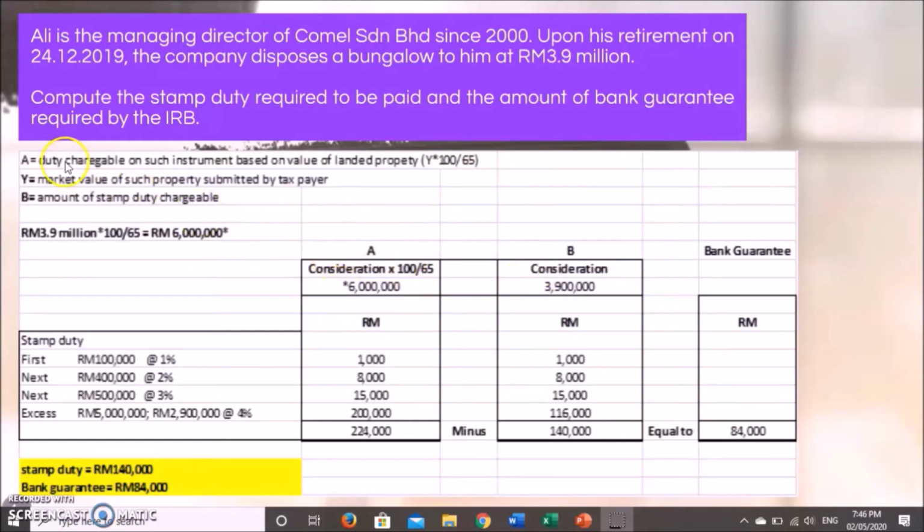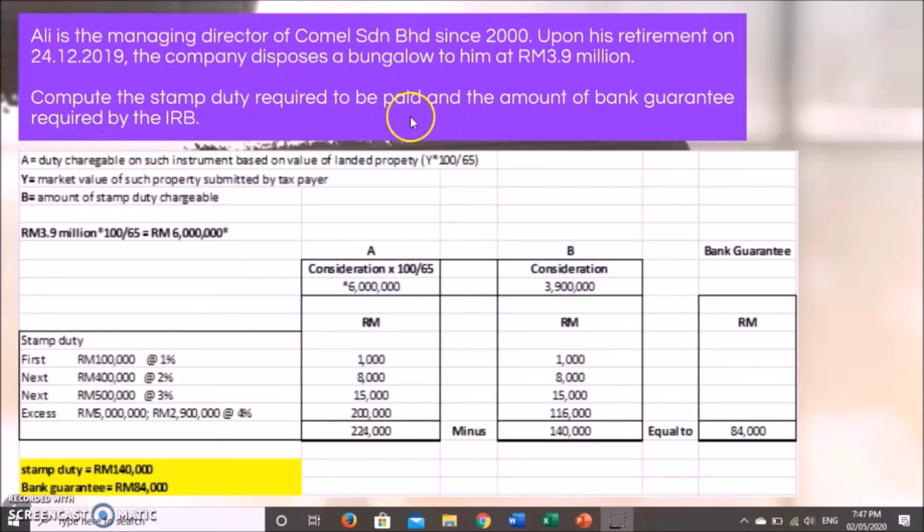A is the duty chargeable on such instrument based on the value of the landed property, using the formula Y times 100 divided by 65. So what is this Y? Y is the market value of such property submitted by the taxpayer. In this question, Y is 3.9 million. B is the amount of stamp duty chargeable, which is the stamp duty required to be paid.